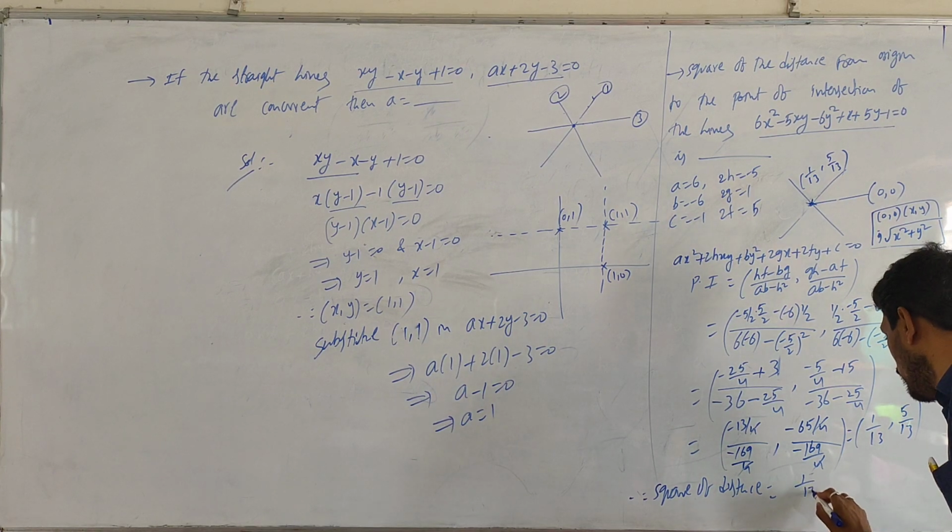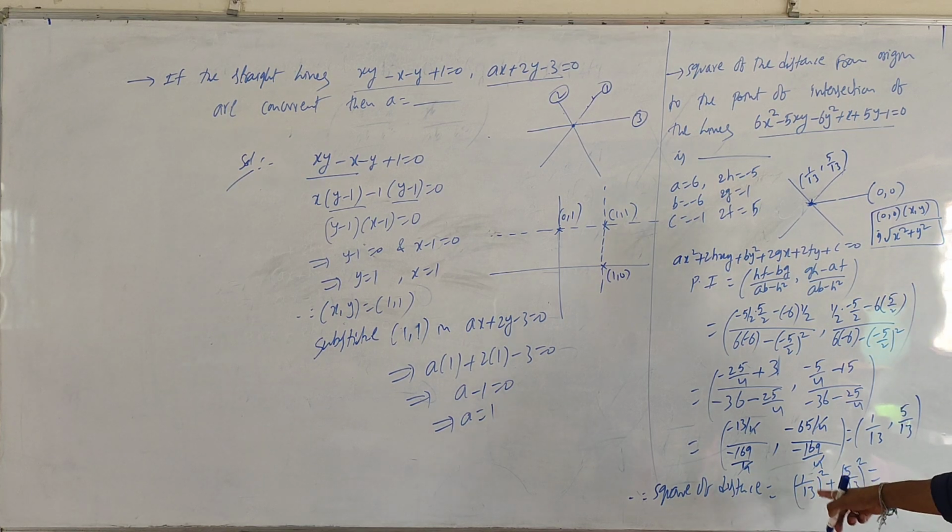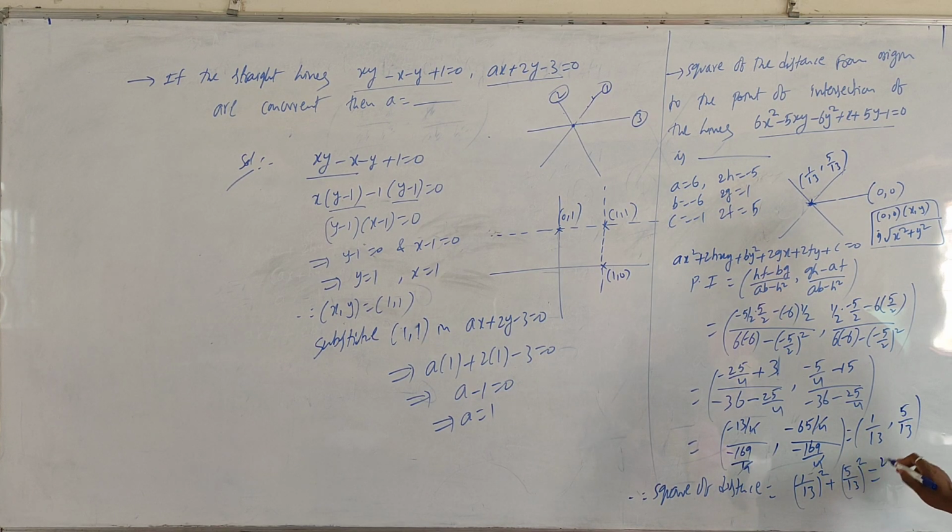So that means 1 by 13 whole square plus 5 by 13 whole square. That is 1 by 169 plus 25 by 169. So 25 plus 1, 26 by 169. 26 means here 13 times 2, and 169 is 13 times 13. So the answer is 2 by 13.